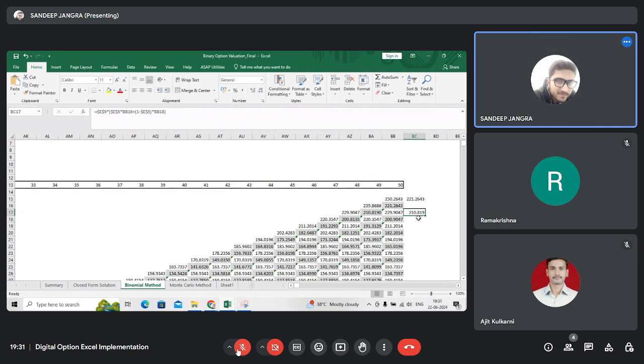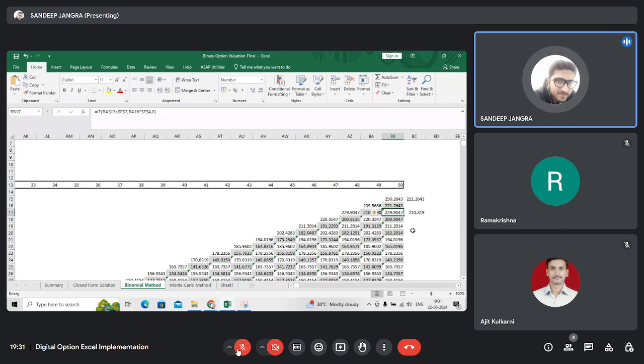Here we are doing the back calculation. This is the price at a 50 node, and this is the value of an option at a 50 node price. Now, as per the binomial model, we are valuing the options by back calculations, by iterating the calculations backward.